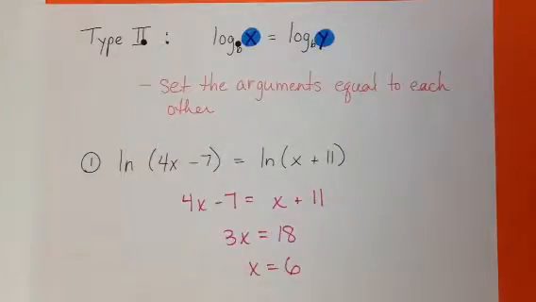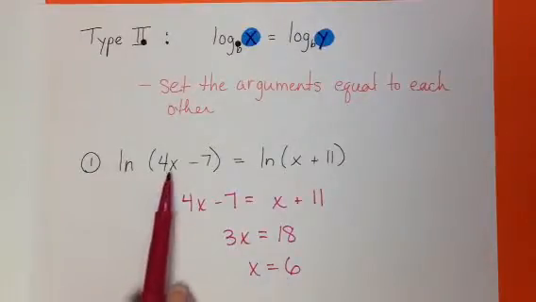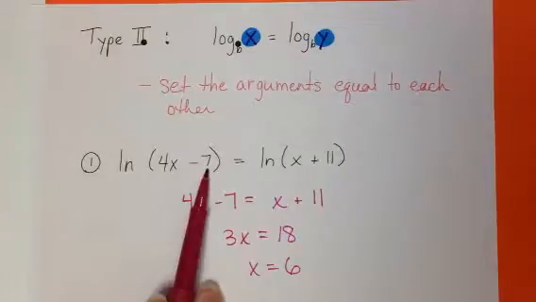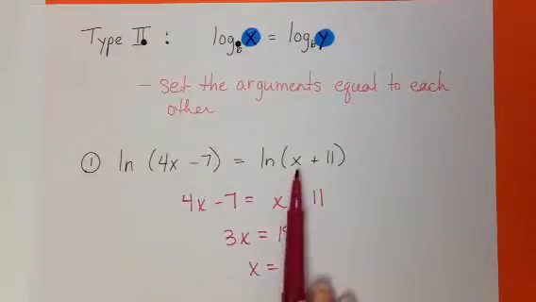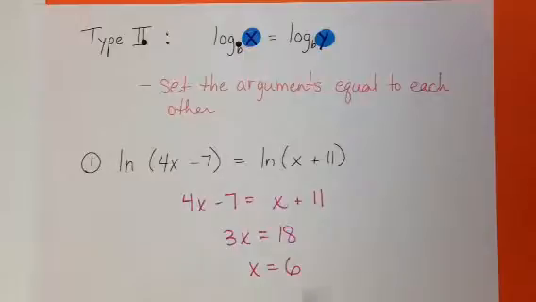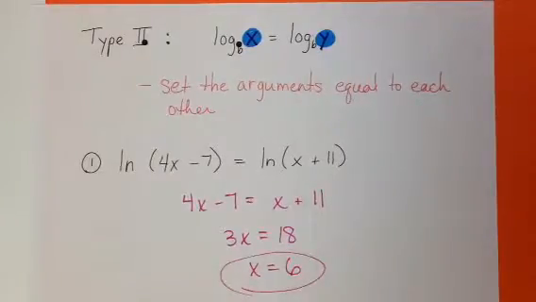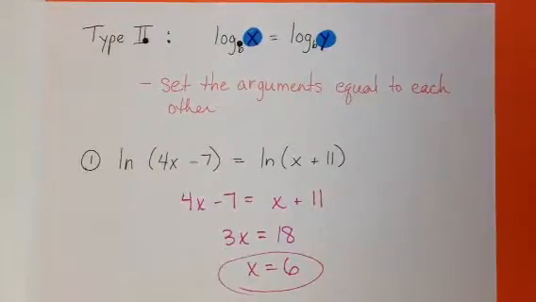You still have to check these. You have to check all log equations. So if I were to substitute in the 6, 4 times 6 is 24 minus 7, so that will give you something positive. And 6 plus 11, of course, gives you something that's positive. So that one does check. So when you've got logs on both sides, remember, you just need to pull out your arguments and set those equal to each other. Okay, next one.